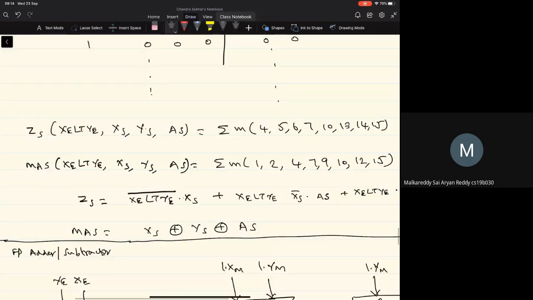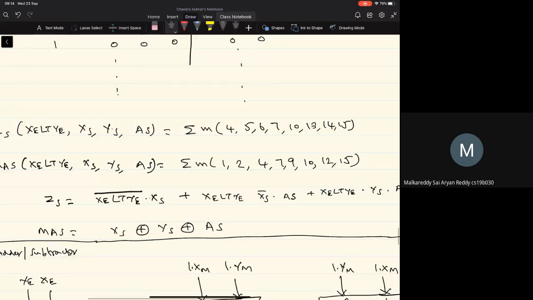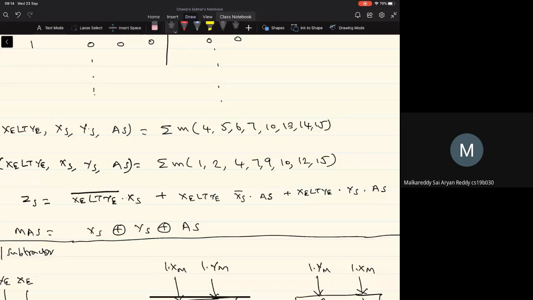And then when we use the Karnaugh map, we can get the Boolean expression for the sign of the result and also for the mantissa addition subtraction signal. It turns out that the mantissa addition subtraction signal is nothing but the exclusive OR operation on the signs of the two operands and the add or subtract signal. Whereas here the ZS will be dependent on the XE less than YE bit, and then the signs of the two operands and the add or subtract signal. So this is the minimal expression for the sign of the result.